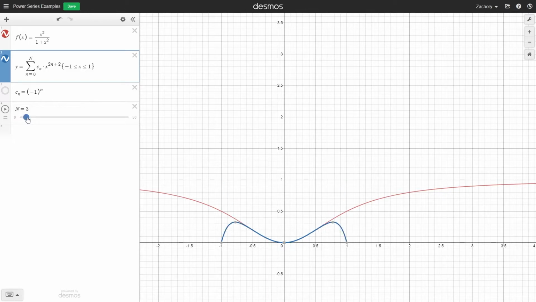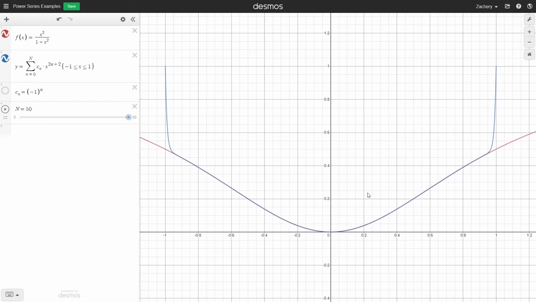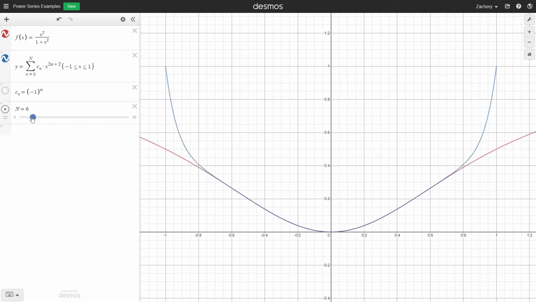As I increase n, you can see that the section on which the graph really matches gets larger. Let's do that again. Let's back it up. Here is basically the 0th partial sum of the power series. And as I increase n, the interval on which the blue curve matches the red curve gets wider. So that's basically S50, the 50th partial sum. You can see that it matches the graph really closely.